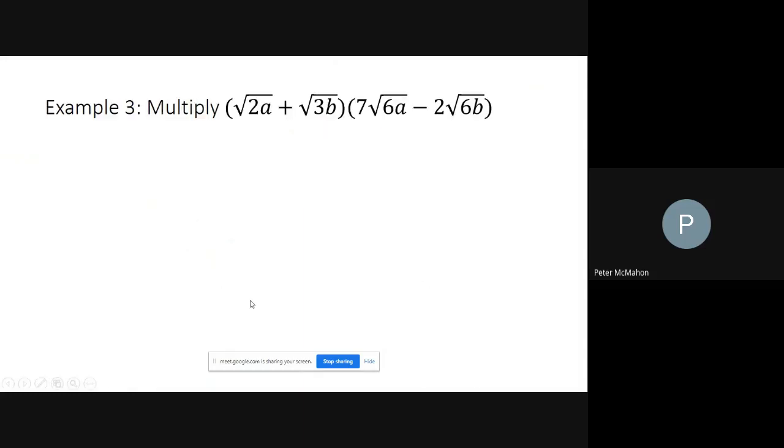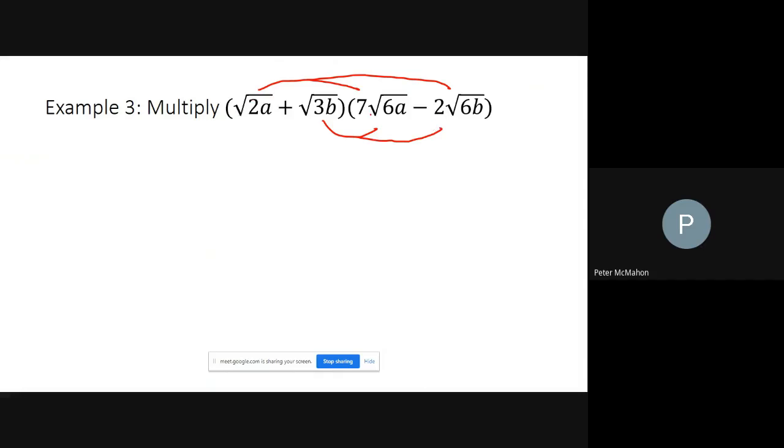Now it's going to be 2 terms times 2 terms, so a binomial times a binomial with radicals. We're again following our distributive property. This root 2a has to be multiplied to both terms in this set of brackets, and the root 3b has to be multiplied to both terms over here as well. This is how we multiply 2 terms times 2 terms.